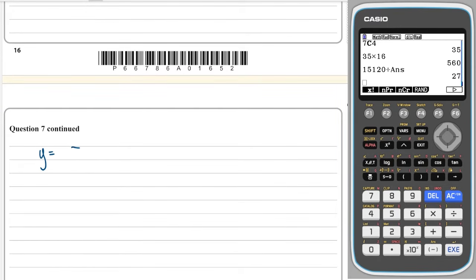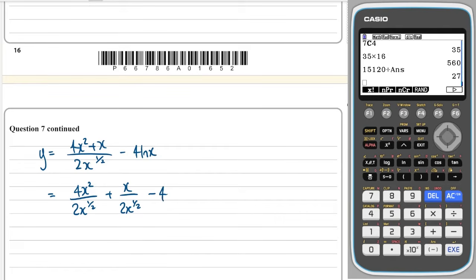And we could write that 4x squared plus x over 2x to the half, and we've also got minus 4 ln x, can be split up. So we've got 4x squared over 2x to the, oh sorry, I don't know why I put minus a half there. It's just over half. Okay, and then we've got plus x over 2x to the half. Oh yes, that's much better.